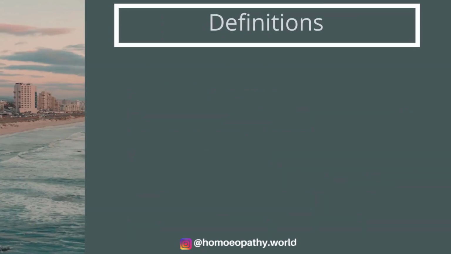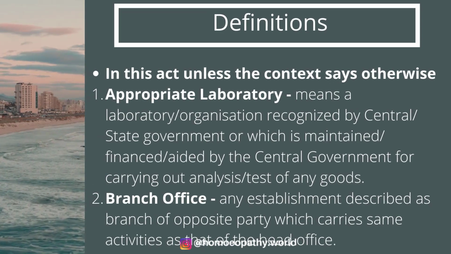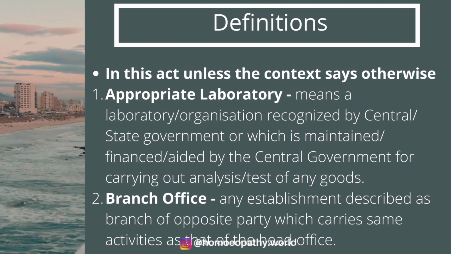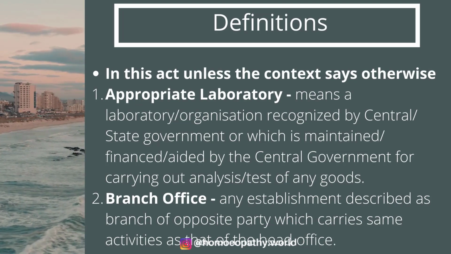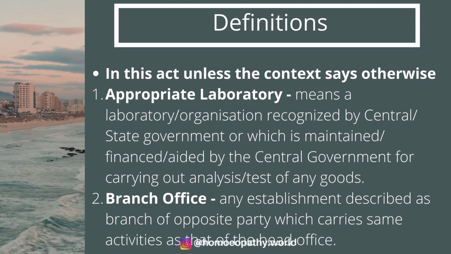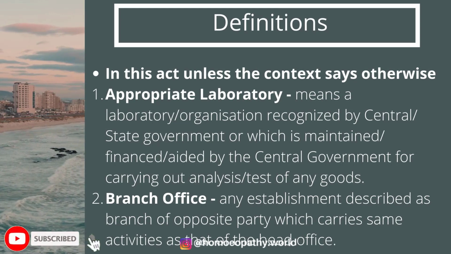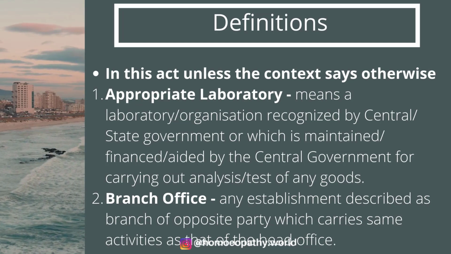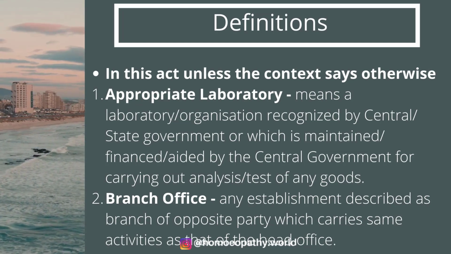Now, various definitions in this act. The first definition that we are going to see is the appropriate laboratory. Now, what is a laboratory? A laboratory or organization is a place which is recognized by the central or state government and is maintained, financed or aided by the central government for carrying out analysis or test of any goods. Branch office is any establishment described as a branch of the opposite party where the same activities as of the head office are carried on.